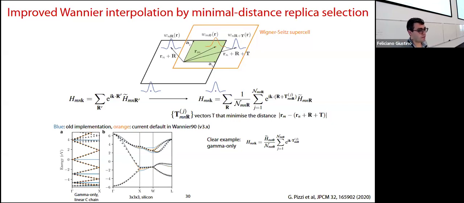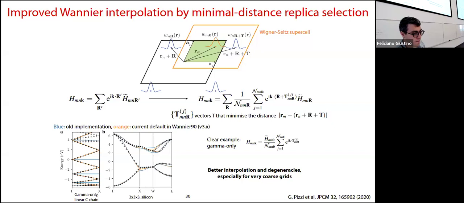It just takes into account that, again, your partner Wannier function, when you calculate these matrix elements, might sit in a neighboring supercell, which is equivalent to saying you consider the Wigner-Seitz supercell of a given Wannier function when you look for the partner Wannier function you want to calculate the matrix element with. Okay, and these are some numerical examples of why this is actually important, especially in the case of gamma-only sampling, but also more in general when you have coarse grids. Okay, so this is what is implemented in the code.